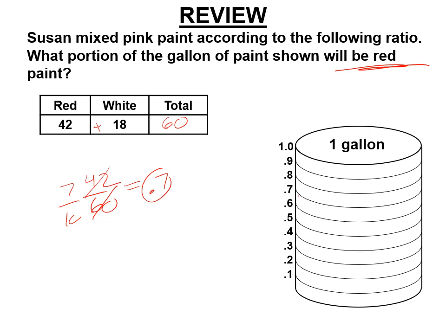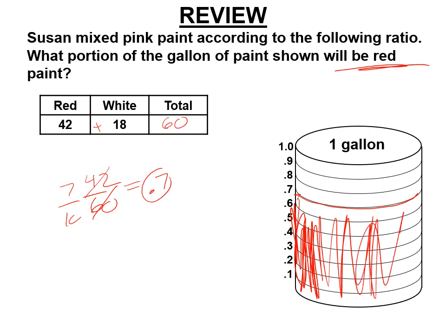That's 0.7, and I'm going to shade up to this curved line that says 0.7 or 7/10 is red, right? What does that mean for the white? So this is 7/10, 0.7. It means this is 3/10, right? It's got to add up to 1. Which means 70% of it was red in this pink mix, and 30% was white out of the total.